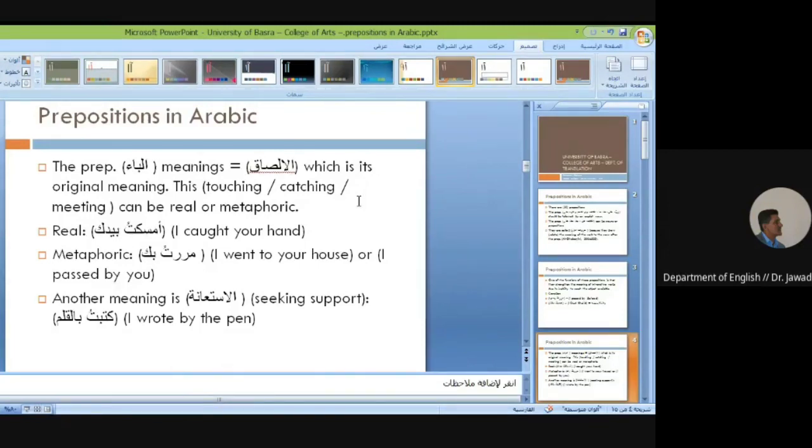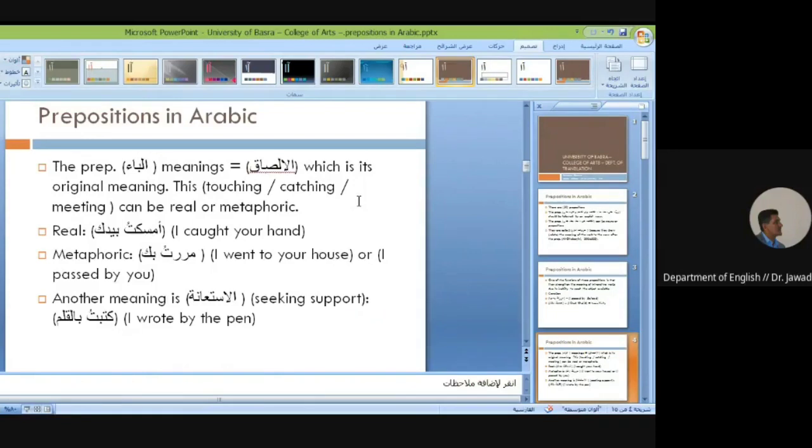We start with the first preposition, which is al-ba. One of the meanings of the preposition al-ba is called in Arabic al-ilsaq, and this is its original, basic meaning. Ilsaq can be interpreted into English as touching, catching, or meeting someone or something. And this notion, الإلصاق, can be real, يعني تكون حقيقية, or metaphoric, تكون مجازية.